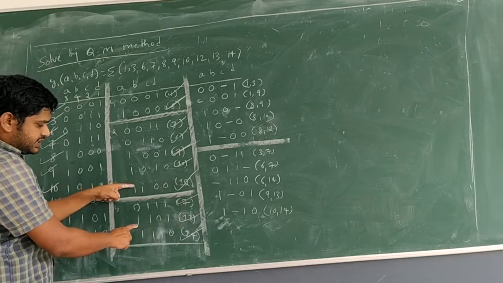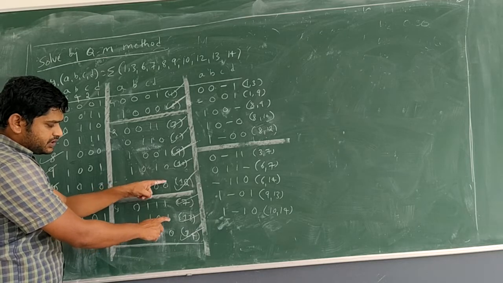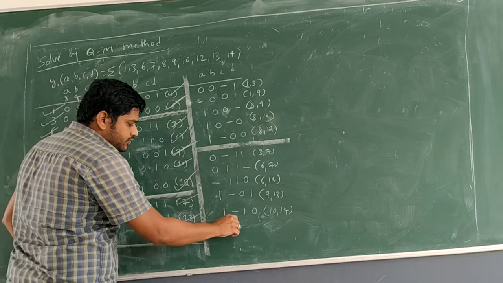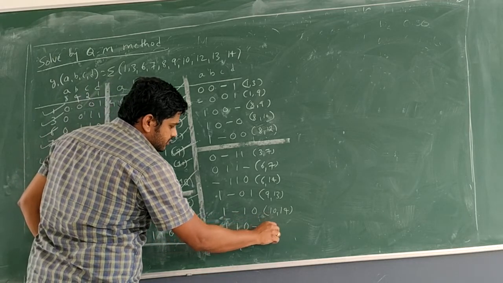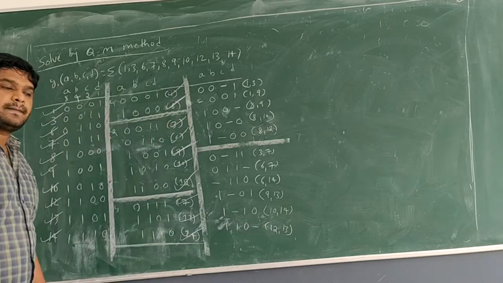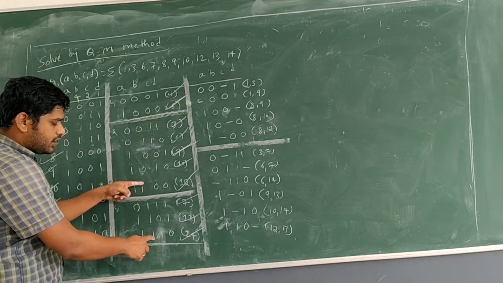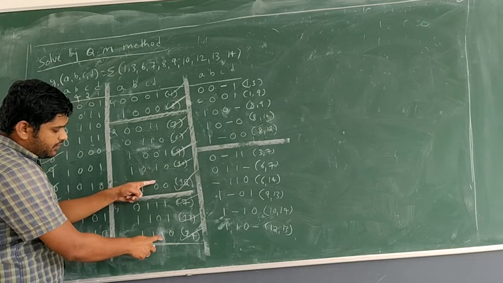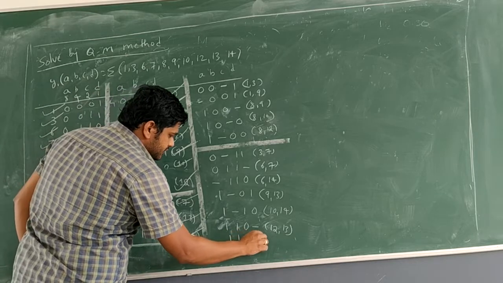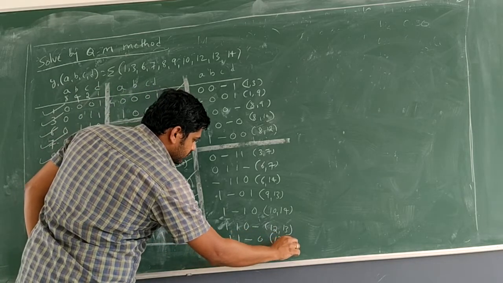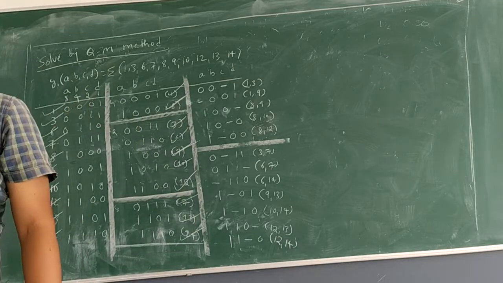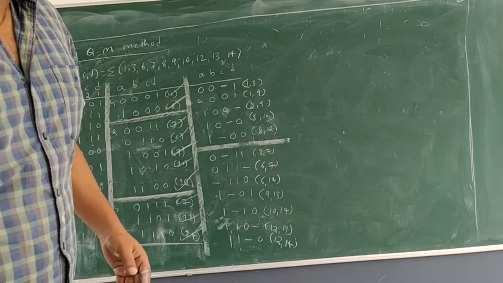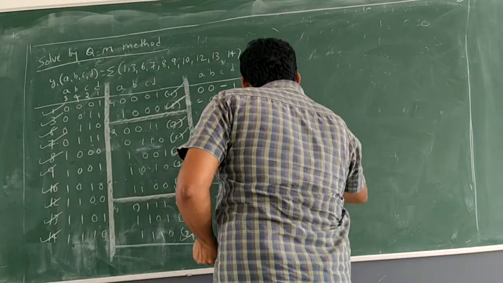12 13, same, same, same, different. 1 1 0 hyphen. What is that? 1 comma 13. 12 14, 1 1 hyphen 0. What is that? 12 14. Already all are pass mark. So that finishes step 3. Okay. Fine. Let's continue for step 4.